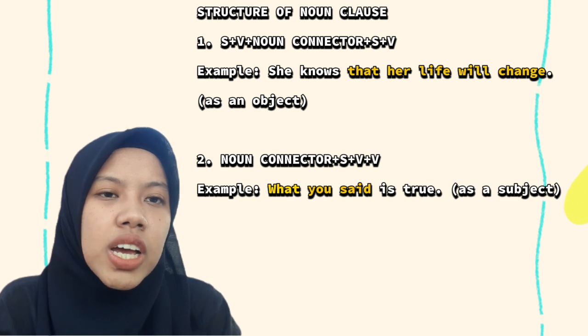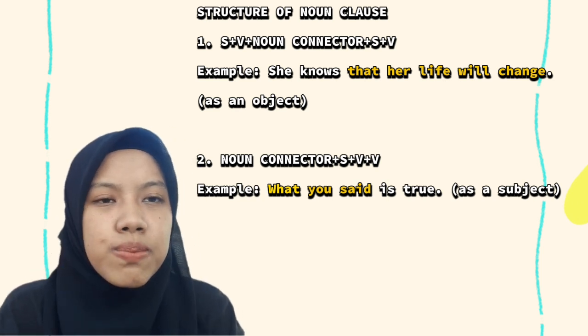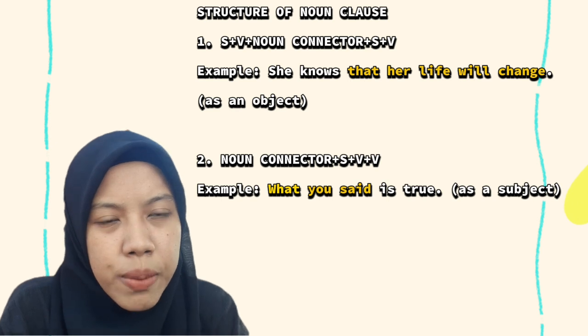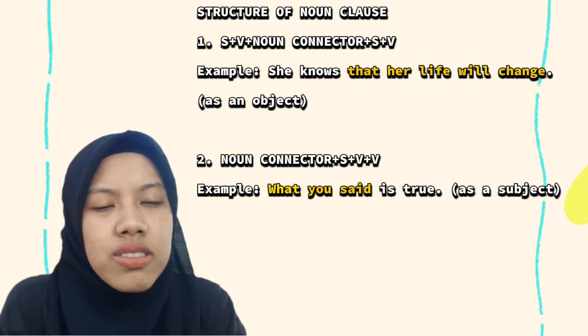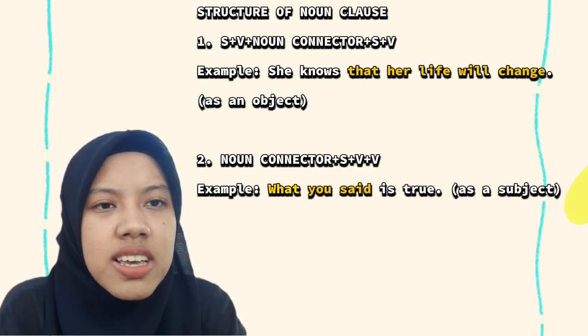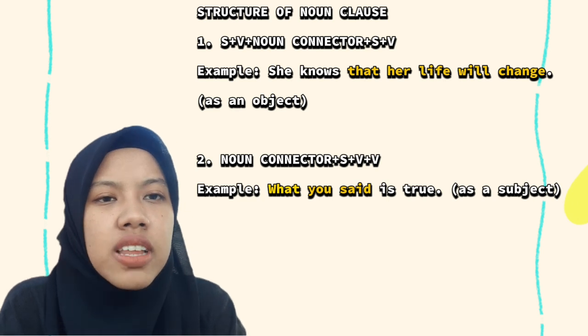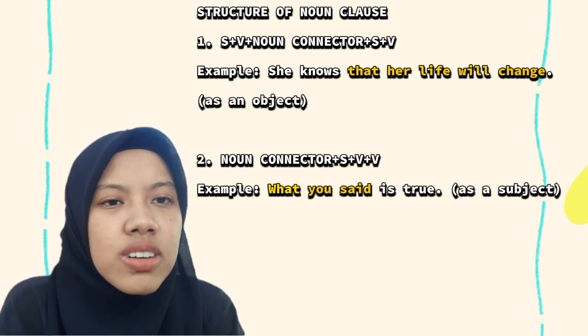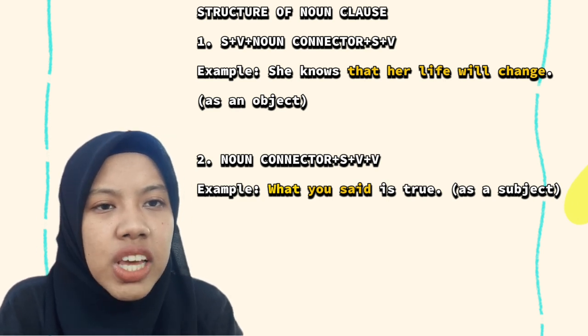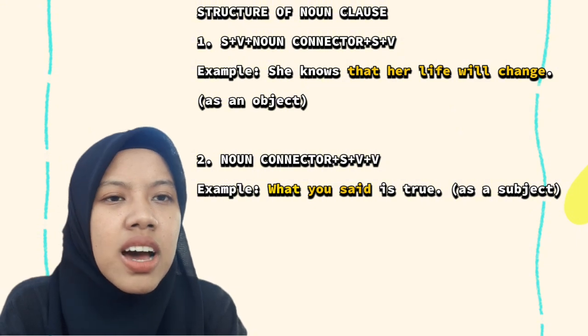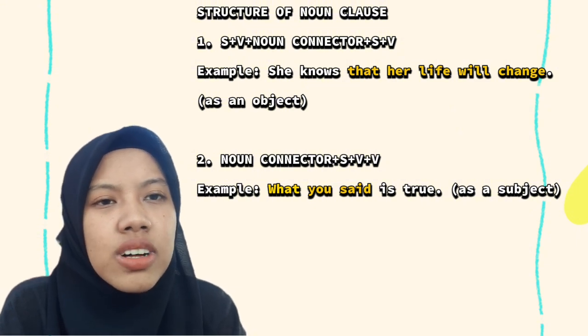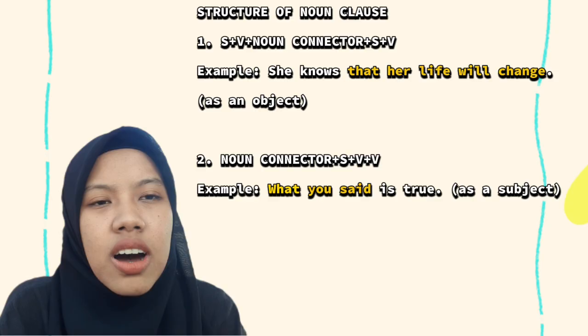And the next is the structure or pattern of a noun clause. The first is subject plus verb plus connector or conjunction plus subject plus verb. For example, she knows that her life will change. She is the subject, knows is the verb, that her life will change is the noun clause. In this example, the noun clause is used as an object.